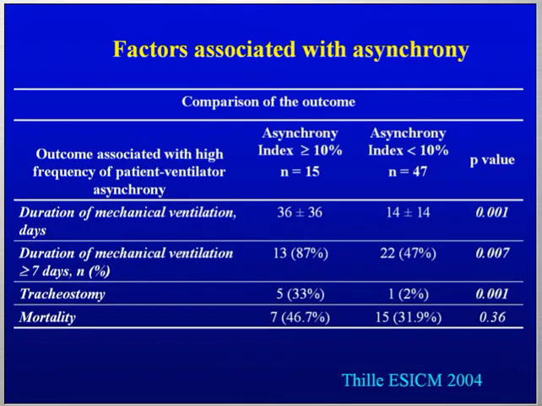And the last issue is that when we compared patients with high asynchrony index to patients with low asynchrony index, we found that they had a higher duration of mechanical ventilation, higher rate of tracheostomy, and a higher number of patients who remain on mechanical ventilation for more than 7 days. Whether this is a cause or consequence is not known, but it raises the question that if we can do better at synchronizing the ventilator cycles to the patient's demand, maybe we can also improve the outcome of these patients. Thank you very much.